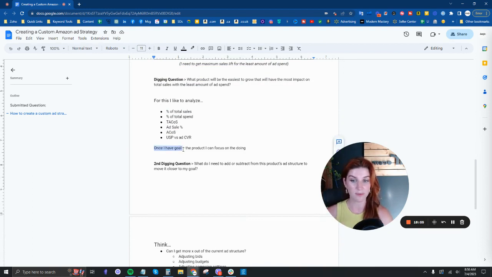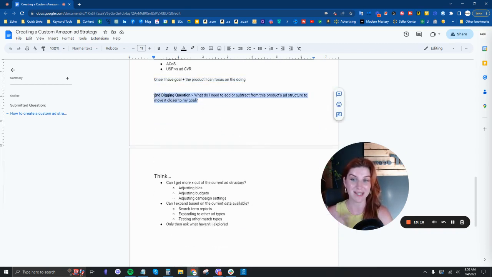So once I have this goal, and then I have the product that I can focus on, that again, we're looking at best case scenario, easiest to impact. Once I have those two things, then I'm going to ask my second digging question. And you might find that you have one or two products you need to fix. So I'm not saying you can only ever focus on one product at a time.